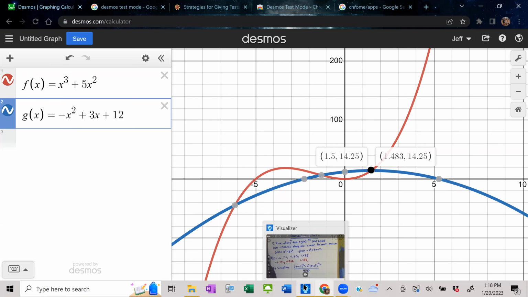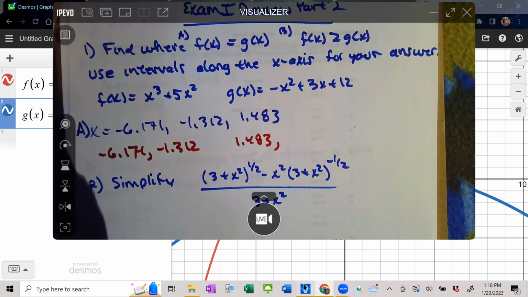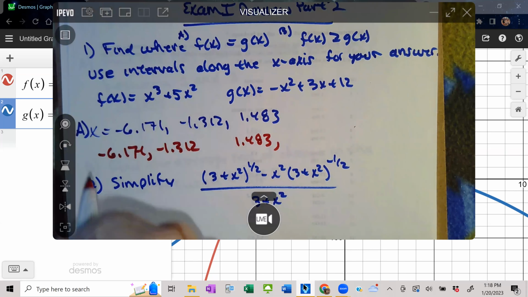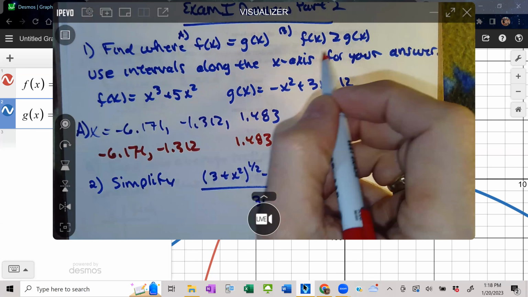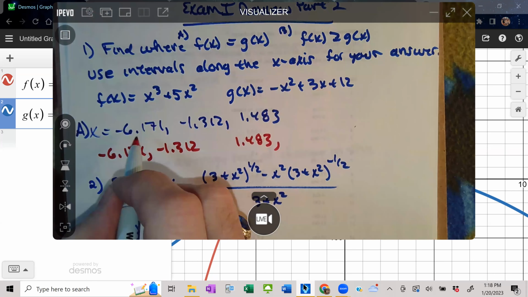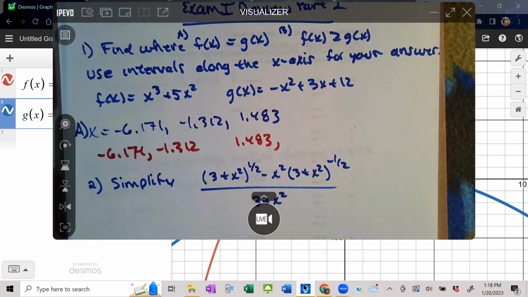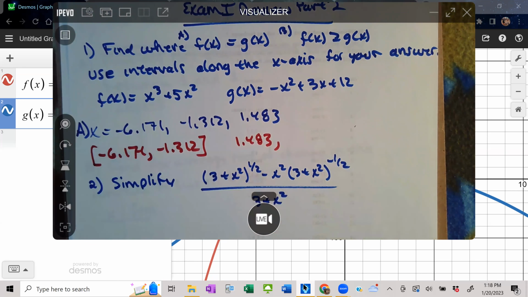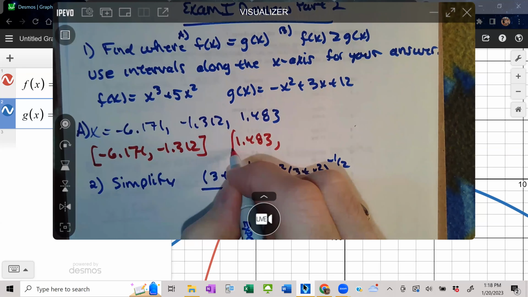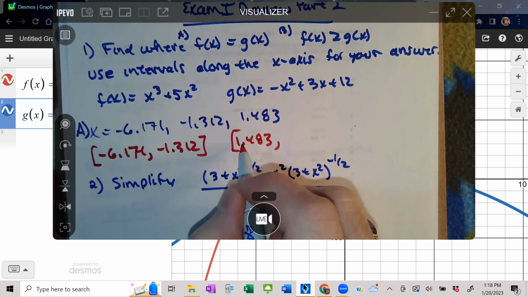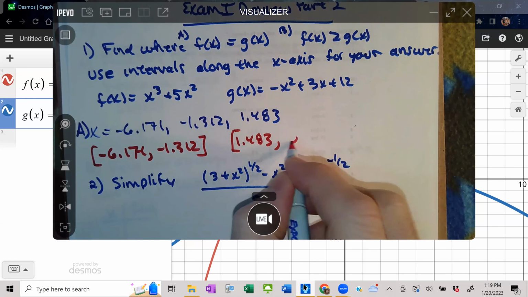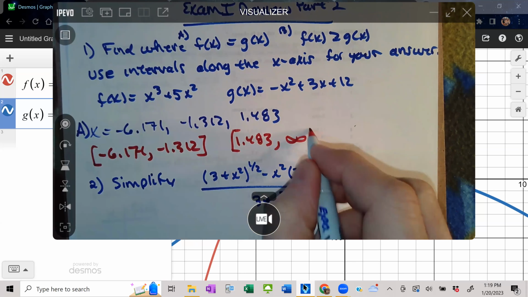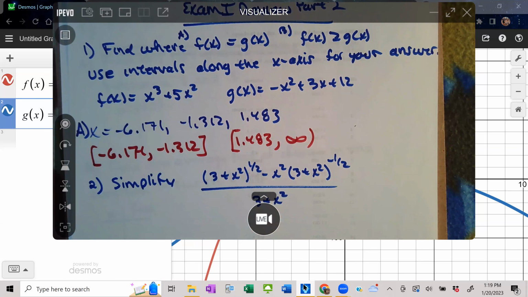Now, as far as your answer is concerned, a couple things to take note of. First of all, because this is a greater than or equal to, we can actually include the endpoints. Quick question for yourself, parentheses or brackets? I'm hoping you said brackets. Over here, again, a bracket, and f of x is greater than g of x from here out to forever. And for us, that's infinity, which always gets a parenthesis. Yay.